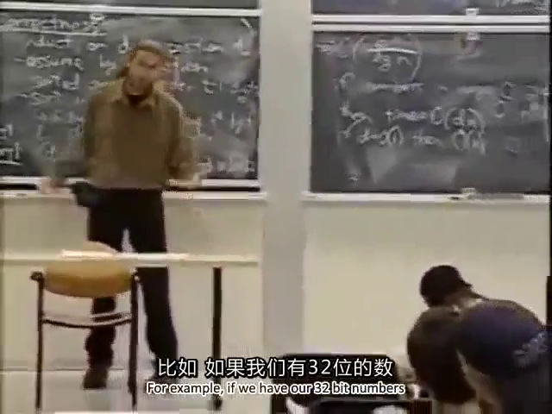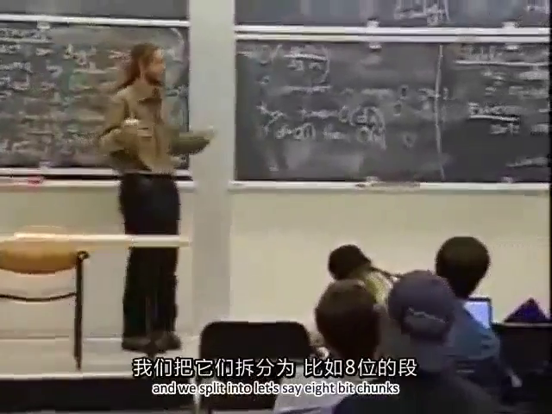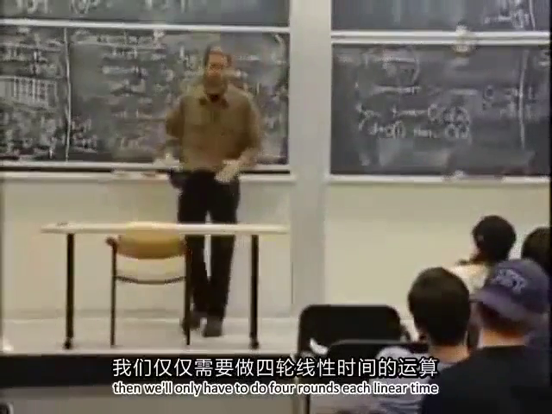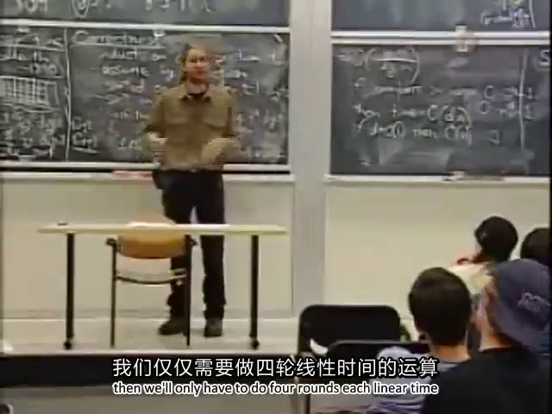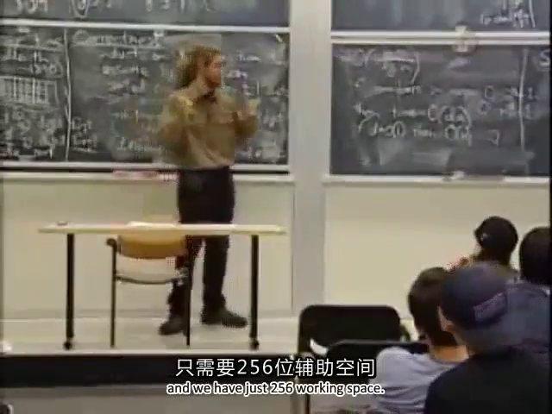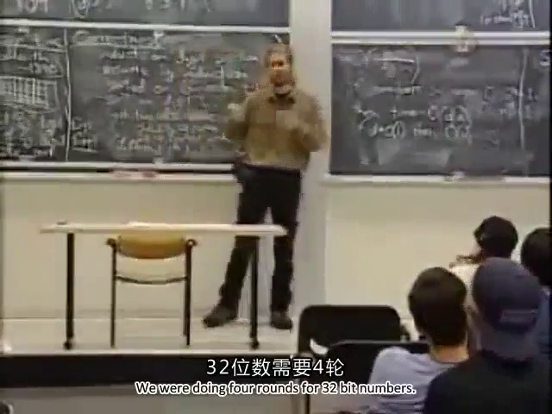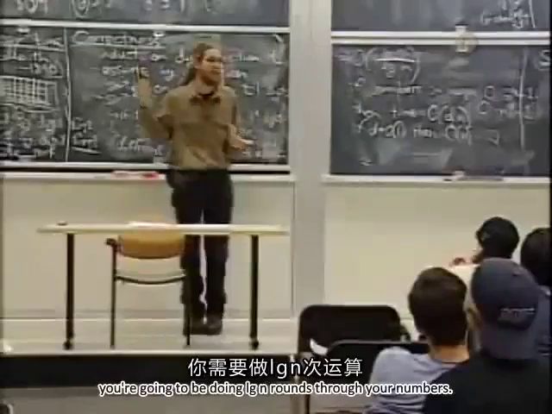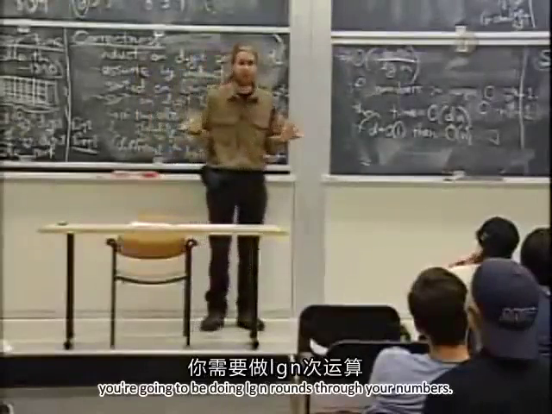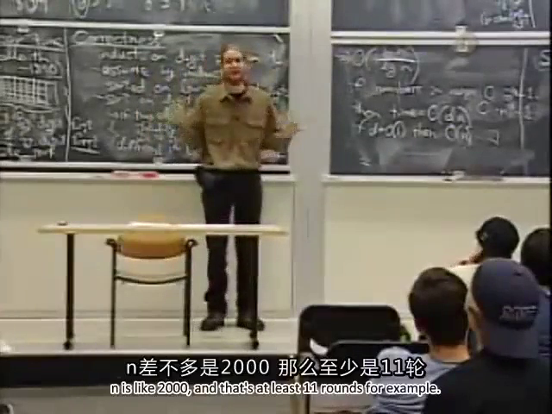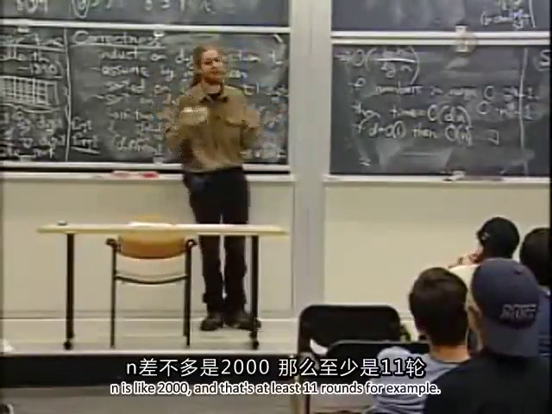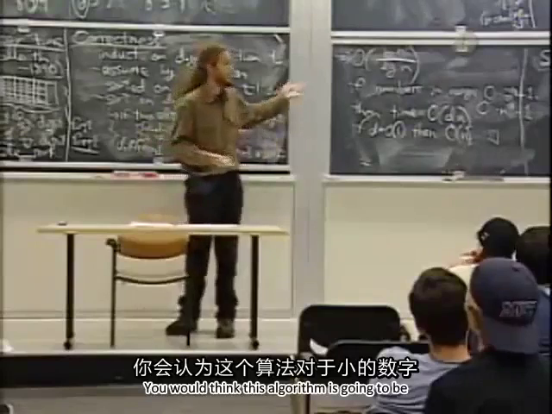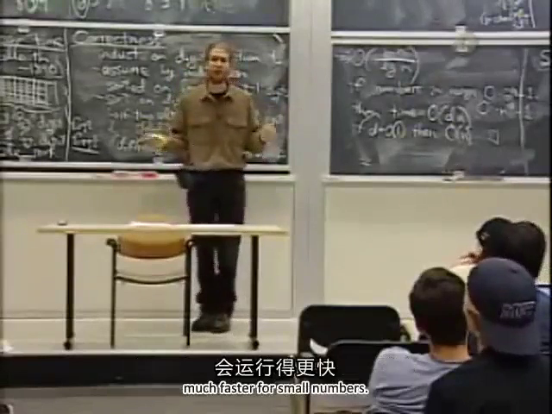So for example, if we have our 32-bit numbers and we split into, let's say, 8-bit chunks, then we'll only have to do 4 rounds each linear time, and we have just 2 to the 8, or 256, working space. So we were doing 4 rounds for 32-bit numbers. If you use an n log n algorithm, you're going to be doing log n rounds through your numbers. If n is like 2,000, that's at least 11 rounds, for example. So you would think this algorithm is going to be much faster for small numbers.